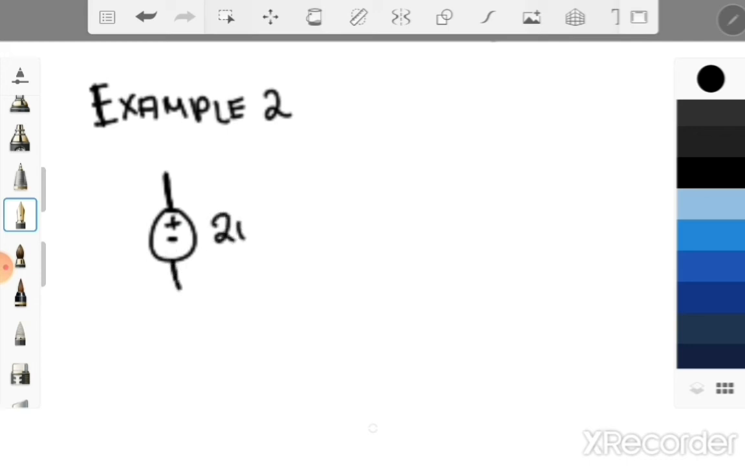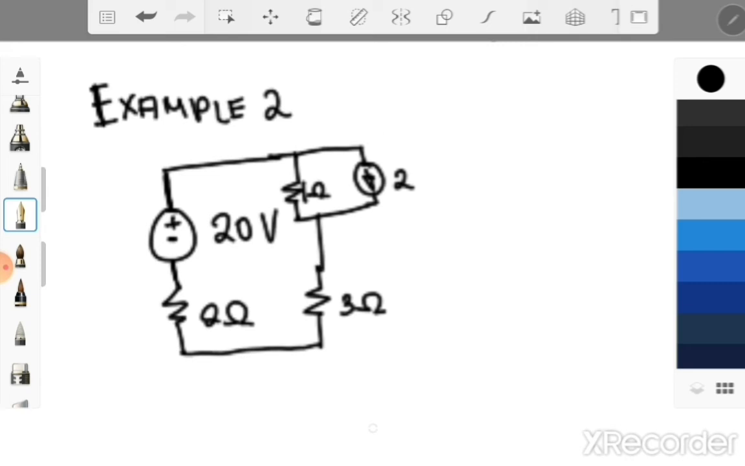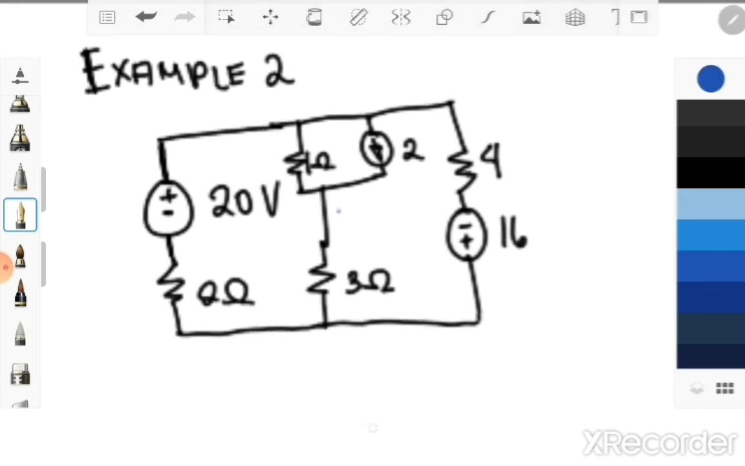So we have a positive 20 volts independent voltage source, and then a 2 ohm resistor, and then we have our 3 ohm resistor, and then a 1 ohm resistor in parallel with a 2 ampere current source, and then we have our 4 ohms in series with a 16 volt source. So find the value of I and the power at 3 ohms.